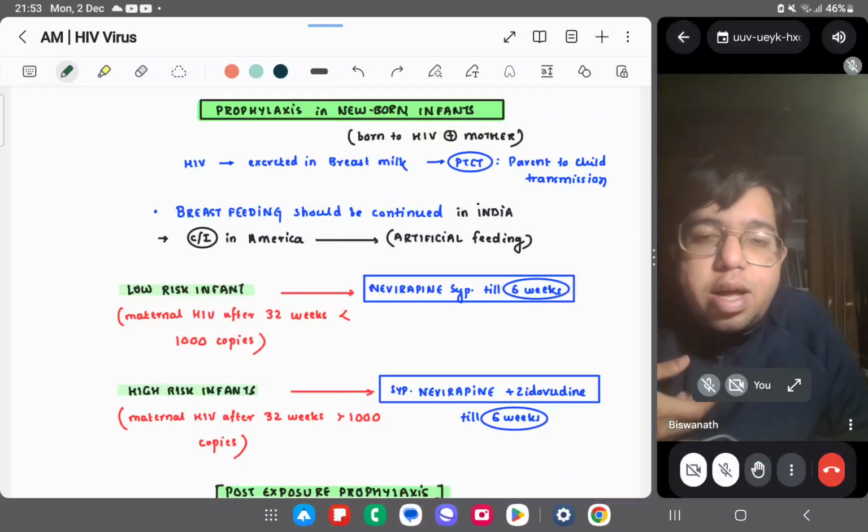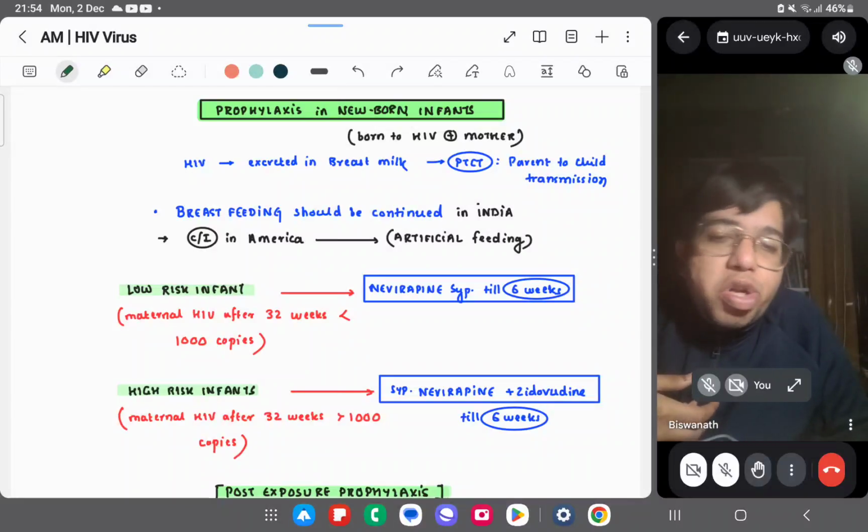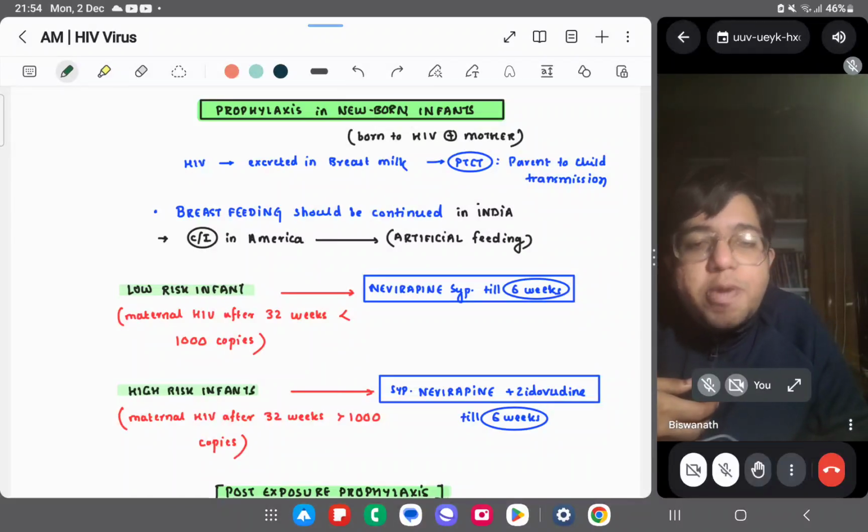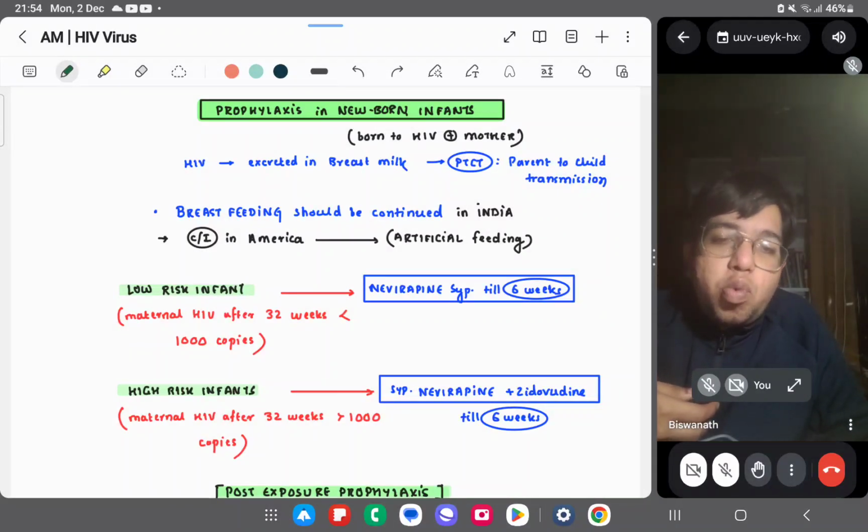But in India, where the majority of the population is below the poverty line, what can we do if we discontinue the breastfeeding, right? The child will die out of loss of nutrition. The immunity will decrease even further.